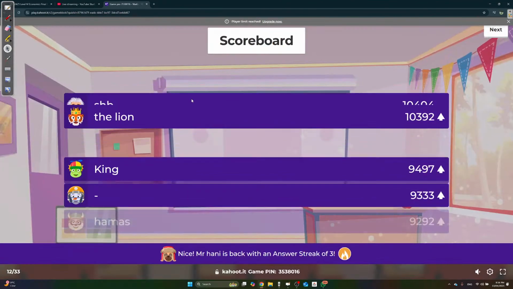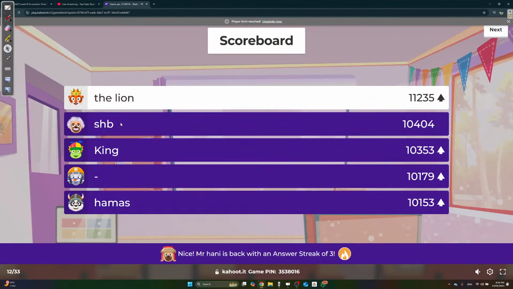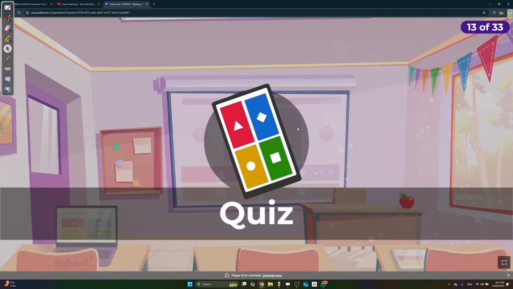Okay, let's see who's first. Okay, the line is first now. Looks like SHB disconnected, poor guy, when he went to text me. Walid, what is the quiz called? Okay. Who is Hamas, bro? I'm trying to see. Wallah, I'm trying. Okay, there's nothing here. I explained this one.